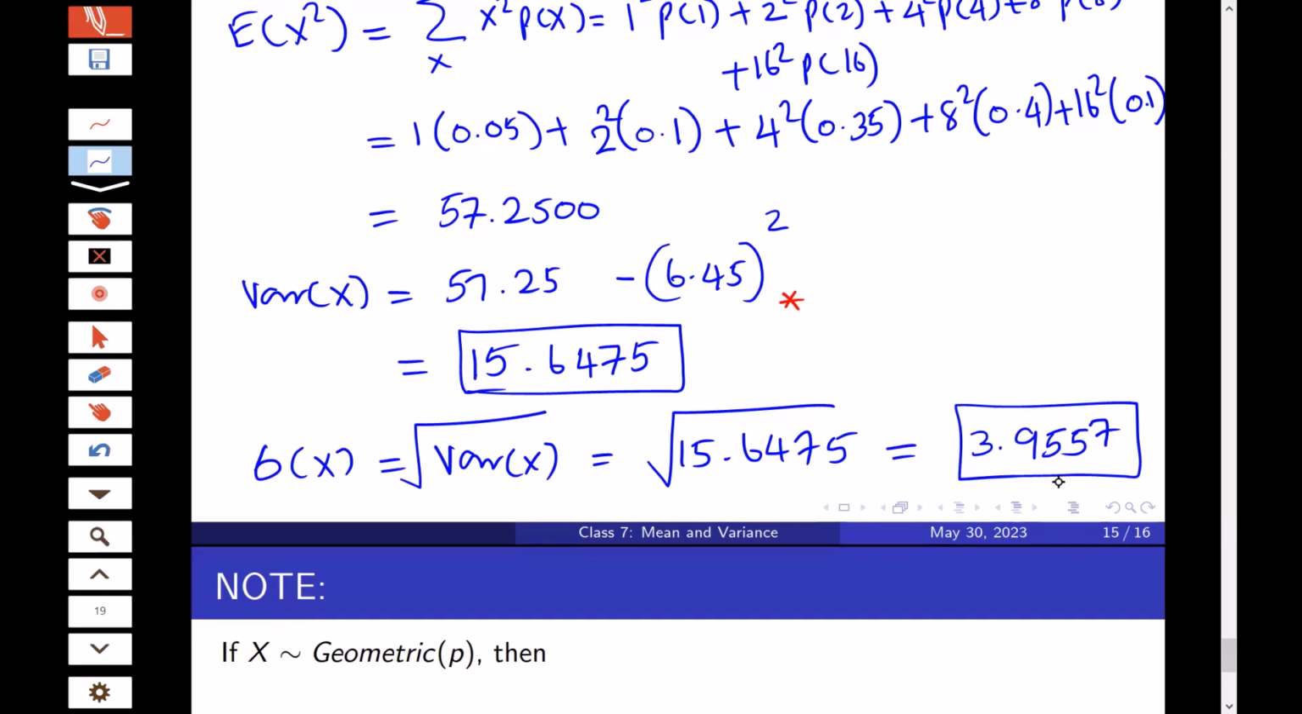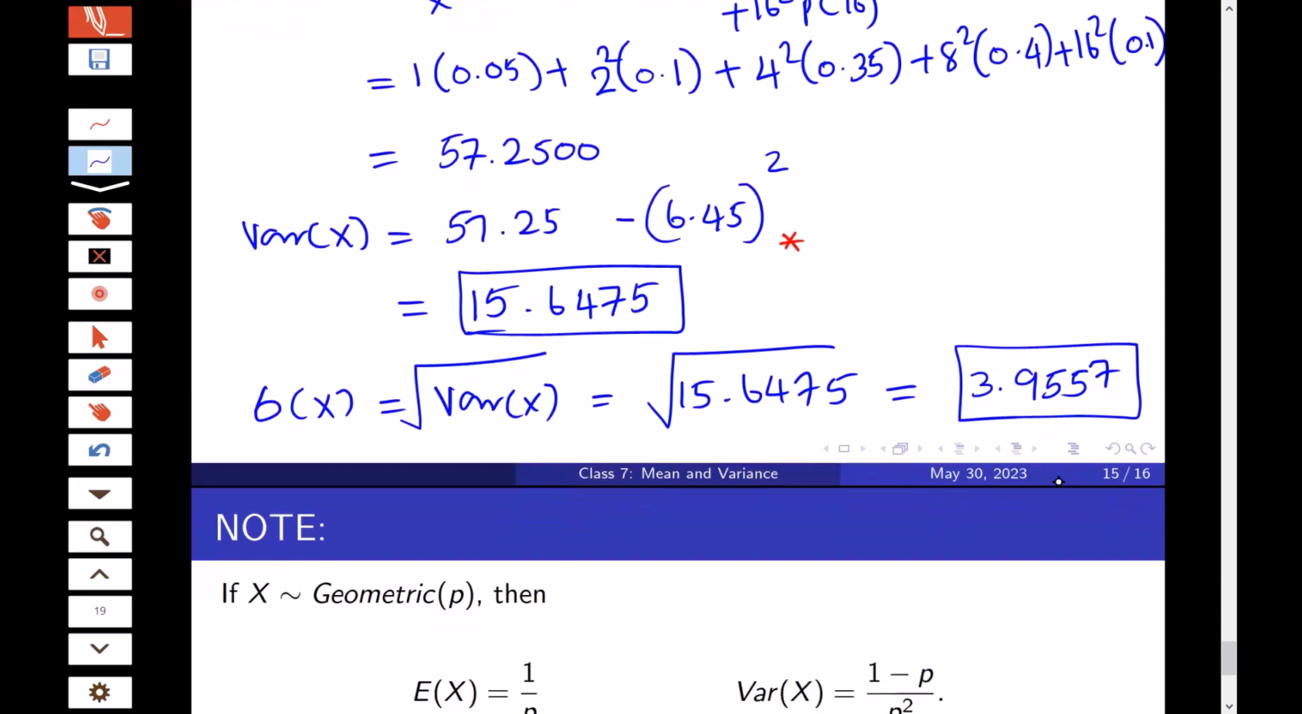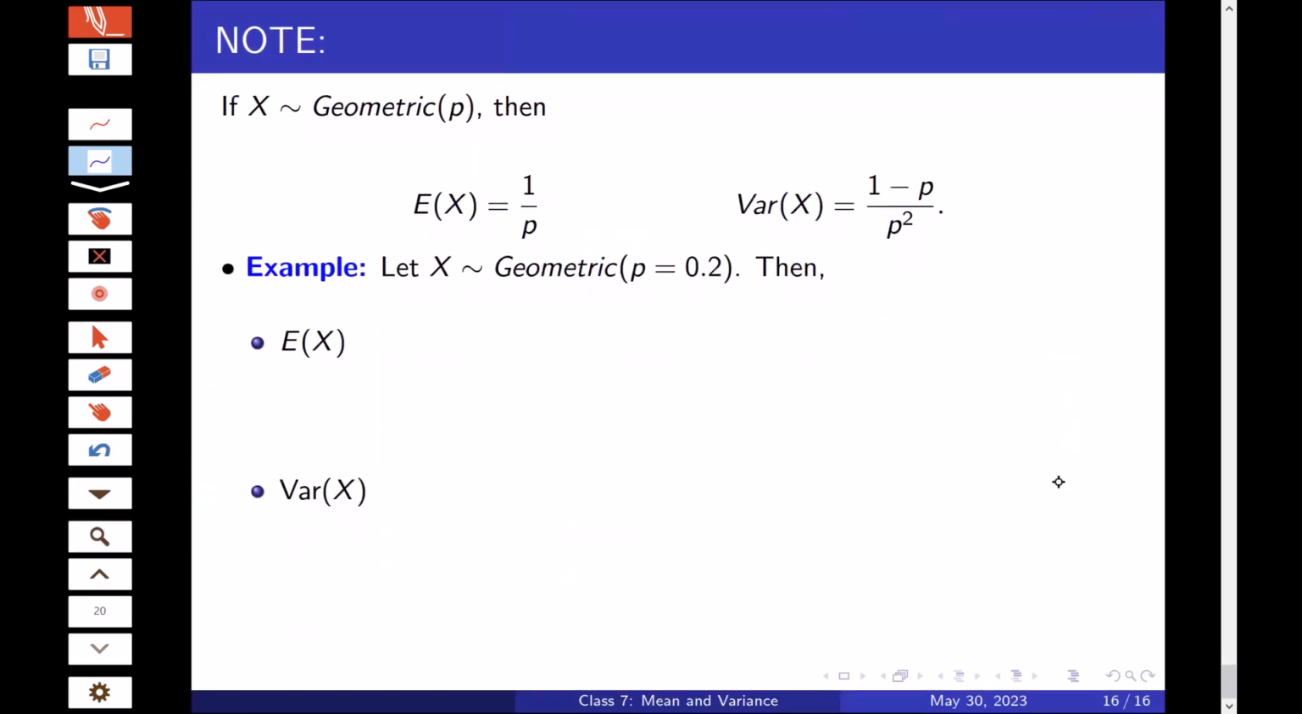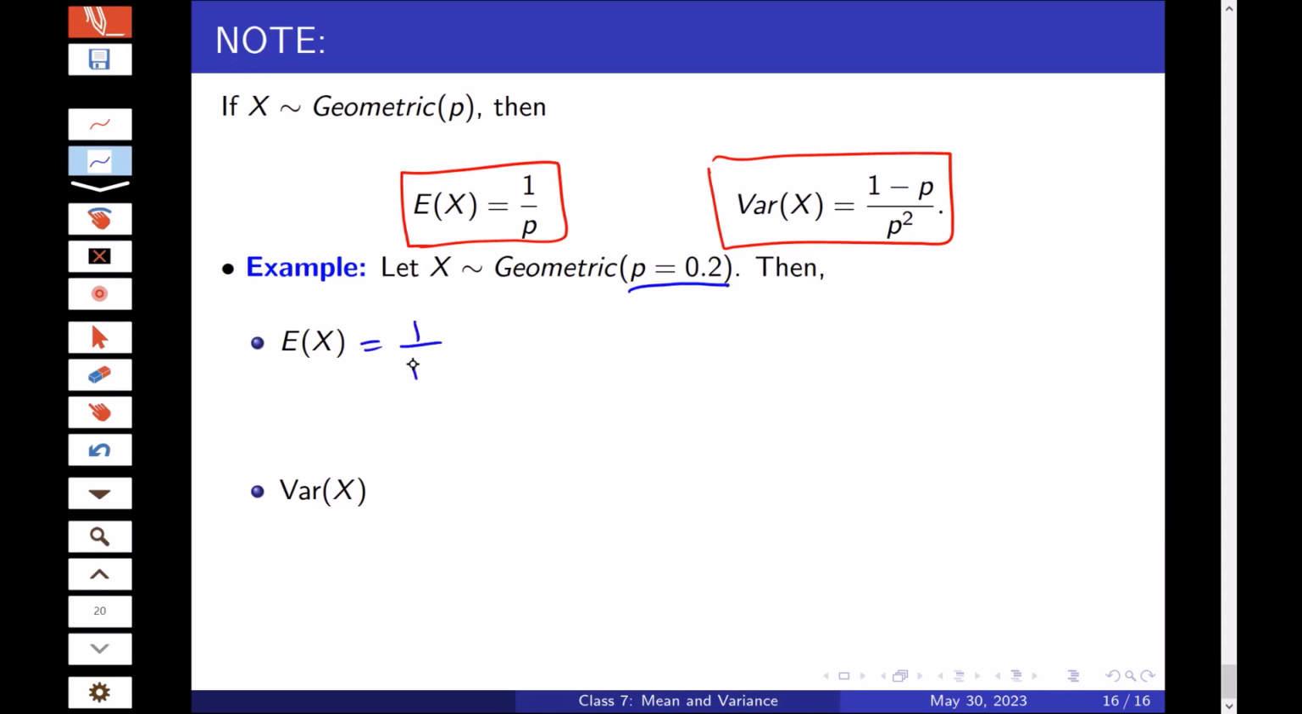Okay, hopefully that makes sense how to proceed when you have a probability mass function, how to find the mean, variance, and standard deviation. And the last example, if you have a geometric distribution, we proved these results. Now you can use them. Expectation will be 1 over p, and variance will be 1 minus p over p square. Now, suppose in this example it says p equals 0.2, find the expectation and variance.